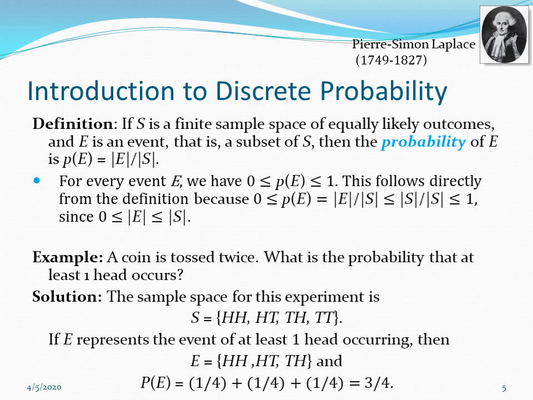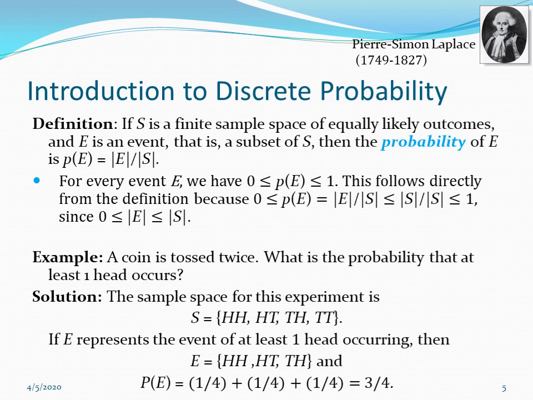A coin is tossed twice. What is the probability that at least one head occurs? The first step, of course, before we calculate probability is to decide what the sample space is. The coin is tossed twice, where the possible outcomes are head-head, meaning a head in the first toss and a head in the second toss, or head-tail, meaning a head in the first toss and a tail in the second toss, or tail-head, meaning a tail in the first toss and a head in the second toss, or tail-tail, meaning we get a tail in both tosses.